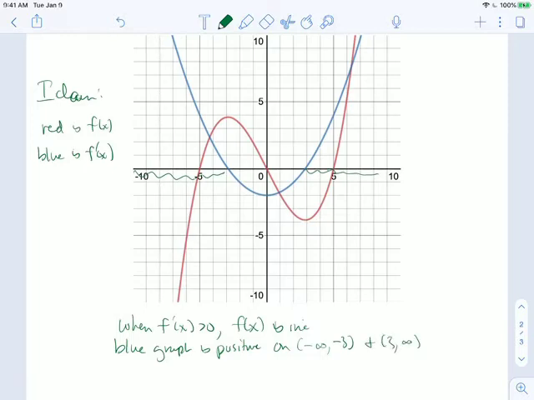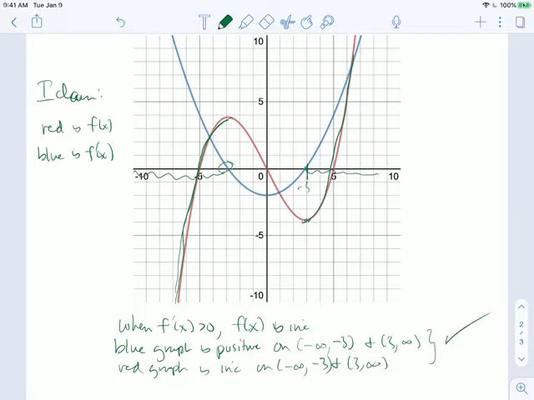Well, look at the function. Look at the red graph. The red graph is increasing on those intervals as well. So we see here, until I get to x equals -3, this function's going up. And then as well, from -3 on, this function is going up as I read left to right. So these two things together can convince me that this statement is true.